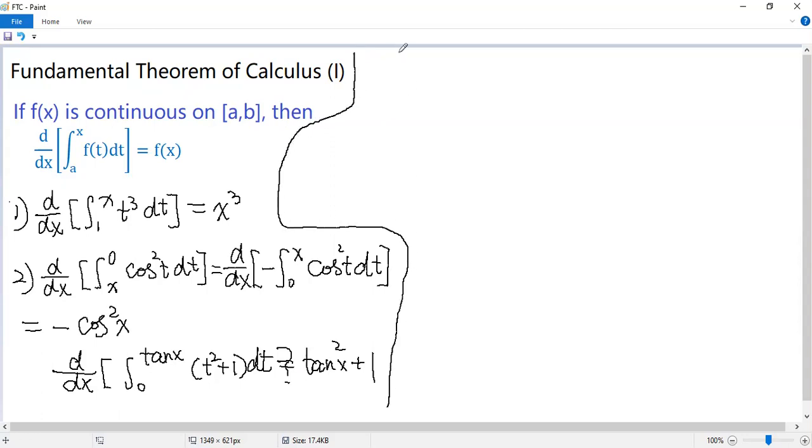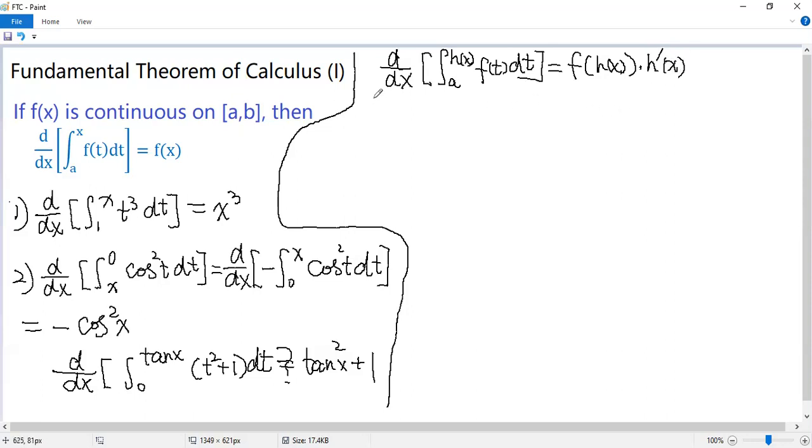So the formula is: the derivative of the integral from a to a function h(x) of f(t) dt. First, we need to replace t by the upper limit, so we get f(h(x)). And then we need to multiply by the derivative of the upper limit, which is h prime x. It is actually simple to prove, so let's see.